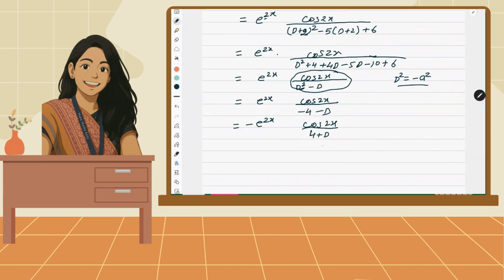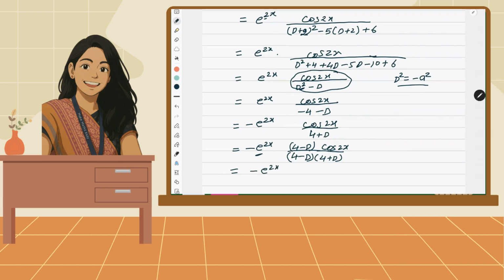You have to rationalize it. So now you will have minus e to the power 2x, (4 minus D) upon (4 minus D) and (4 plus D). I'll remind you again at this point that this part is already solved, so it has nothing to do with this thing. Keep it out. And cos 2x. Please don't multiply this side, because these are the operators which have to be operated on cos 2x, so they should come before cos 2x.